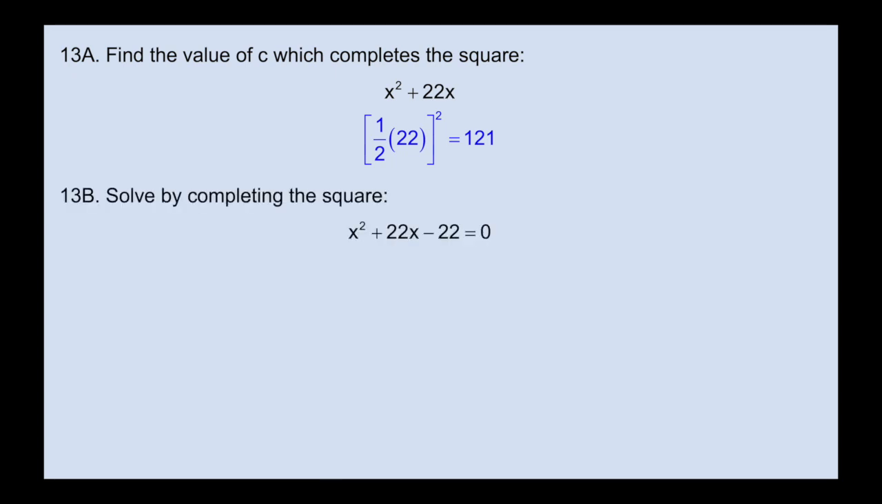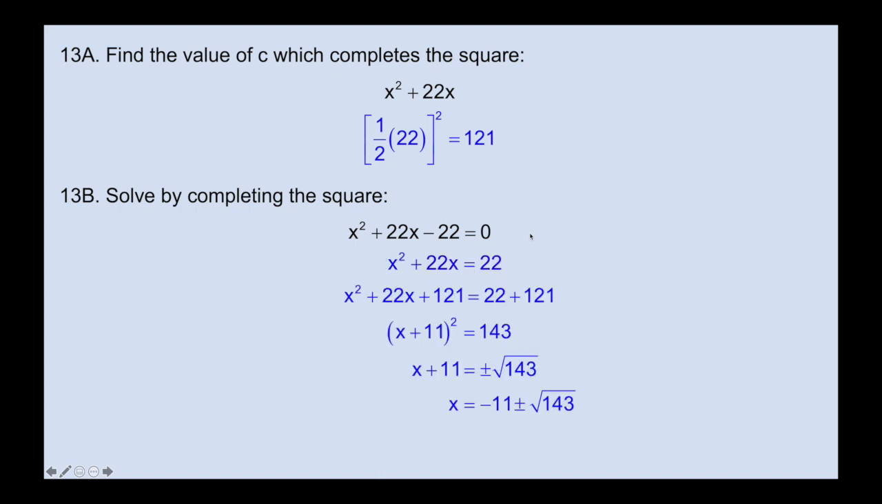Now we solve by completing the square. So if we're given this expression here, again, I only want the x's to be on the left side. So I'm going to add the 22 over. And once I add that 22 over, then I'm going to need to think about what value needs to go here so that I can complete the square on this side. And we already discussed that up here. So I get x squared plus 22x plus 121 is equal to 22 plus 121. Because I added the 121 on this side, I had to add it on this side as well.